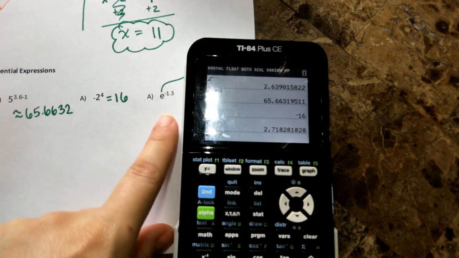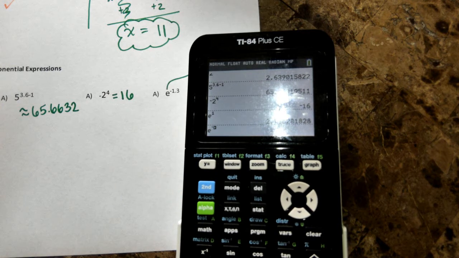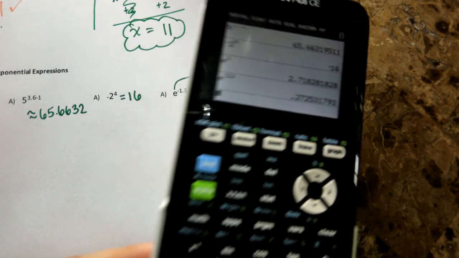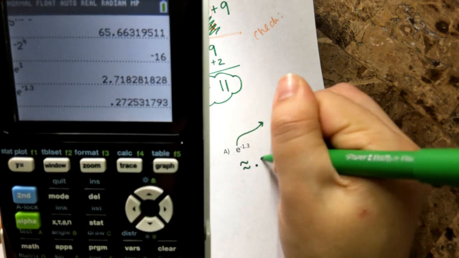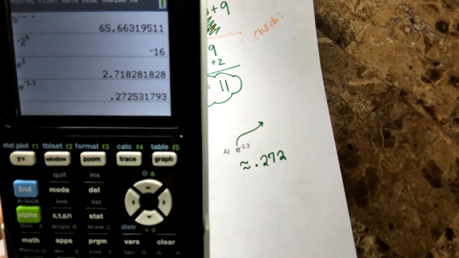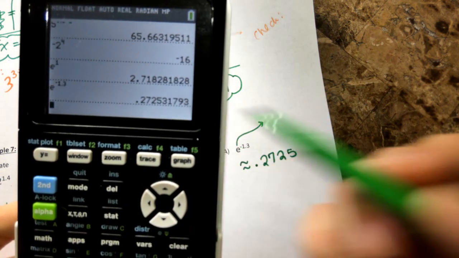But the problem just wants us to figure out what is e to the negative 1.3. So I'm going to type in e to the negative 1.3, and that's approximately 0.2725. And the fifth number is a 3, so it doesn't round up.